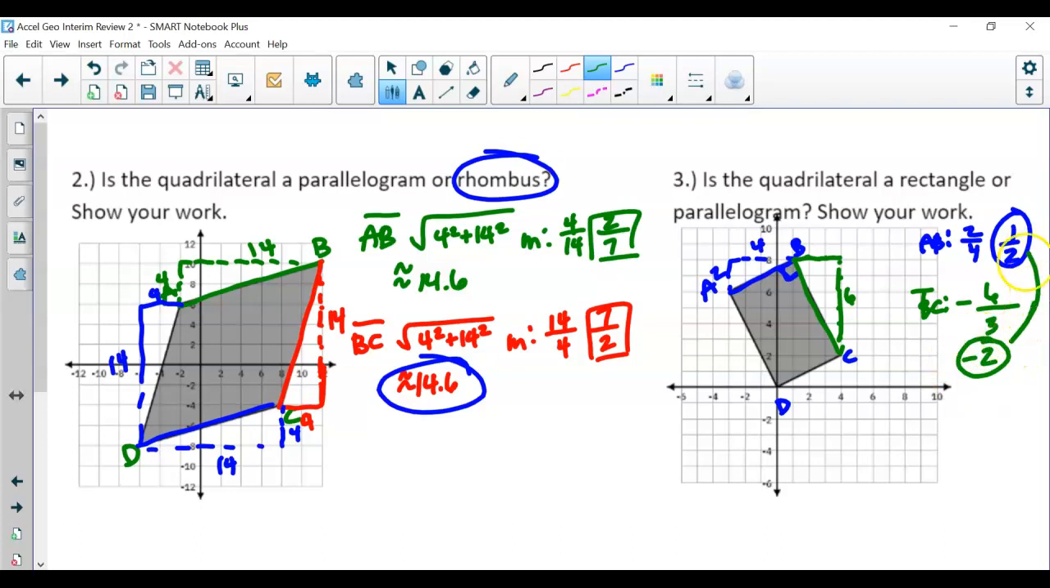So do we have negative reciprocals? Yes, we have a 90-degree angle. And if we keep going, there we're back to 2 and 4, and you're back to 3 and 6. So that's why you have a rectangle.